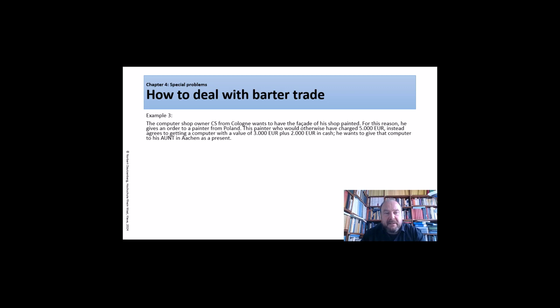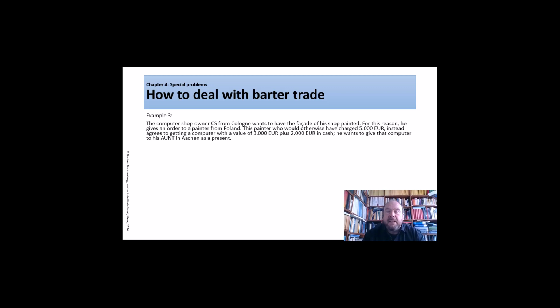Let's make an example which is a bit more complicated at first glance. A computer shop owner from Cologne now wants to have the facade of his shop painted. For this reason, he gives an order to a painter, and the painter comes from Poland because that's nice and makes the case a bit more challenging. This painter, who would otherwise have charged 5,000 euro, instead accepts 2,000 in cash plus a computer with a value of 3,000. He wants to give that computer to his aunt in Aachen, Germany, as a present because I just liked the idea.